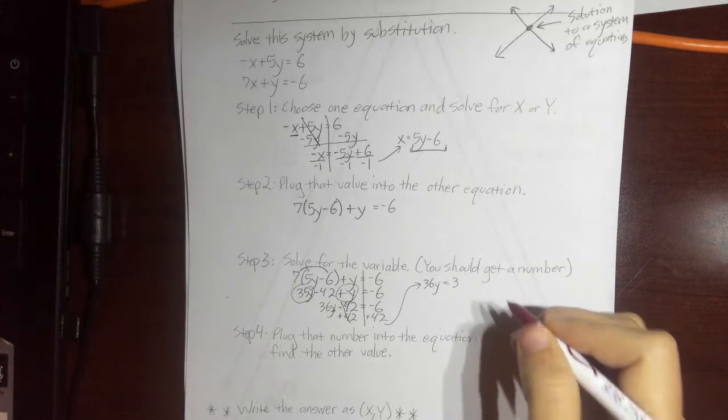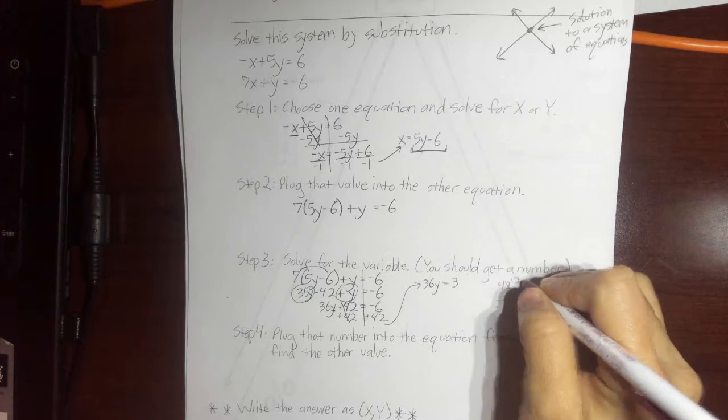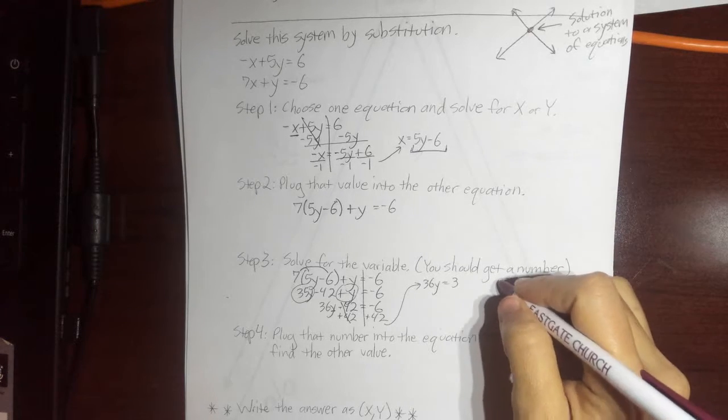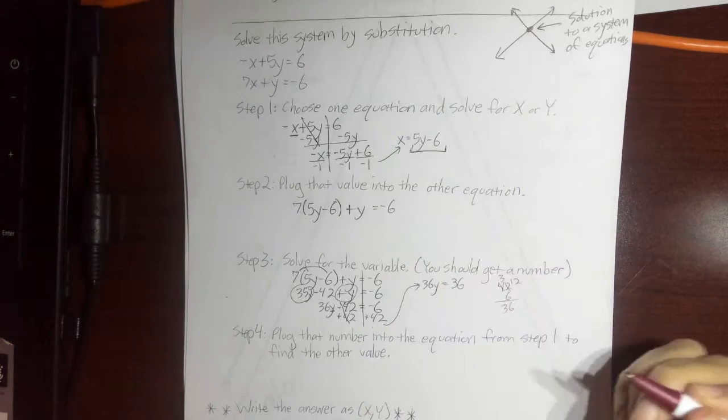Wait, hold on. Okay, let's see this. 42 minus 6 is 36. Sorry, I just want to make sure. So 36.